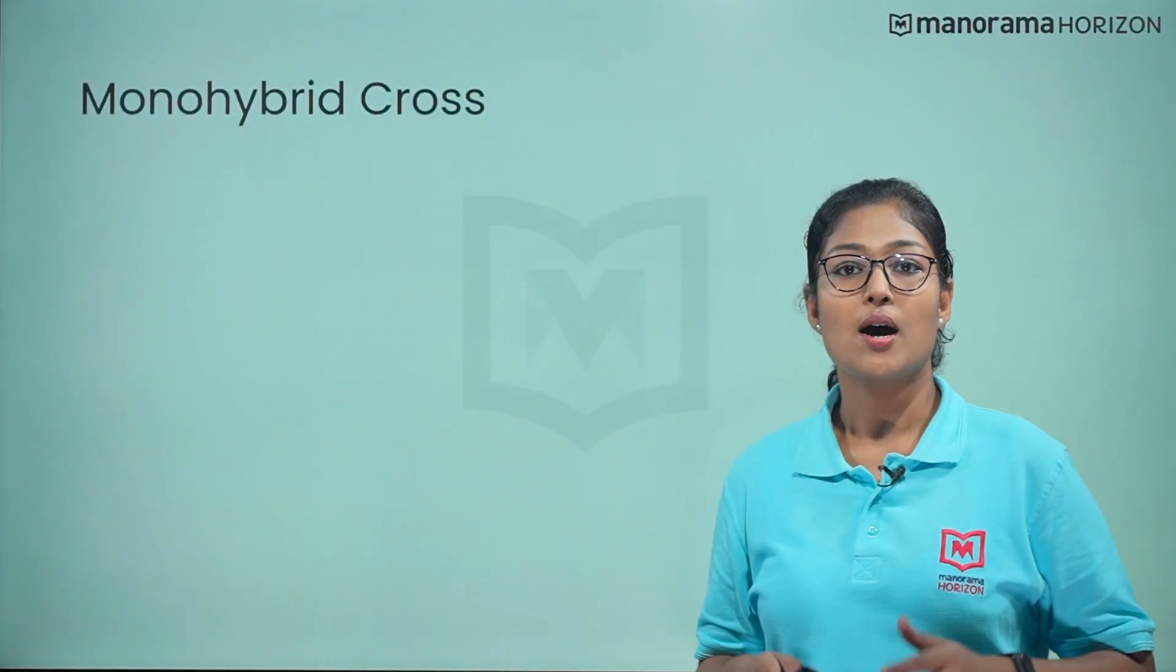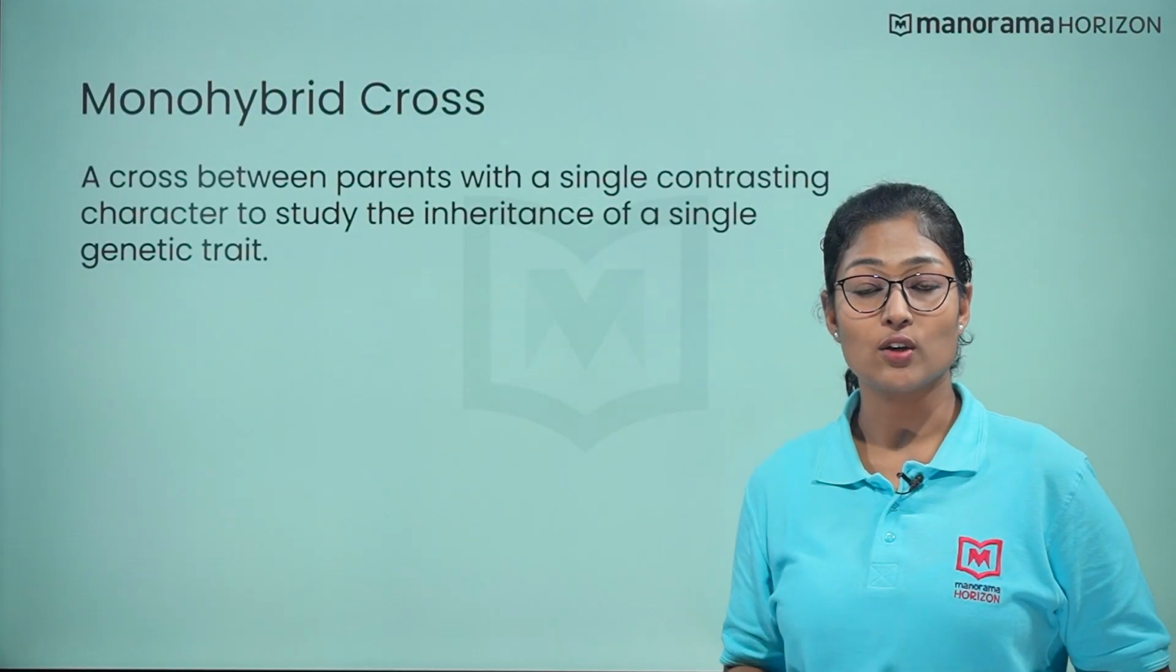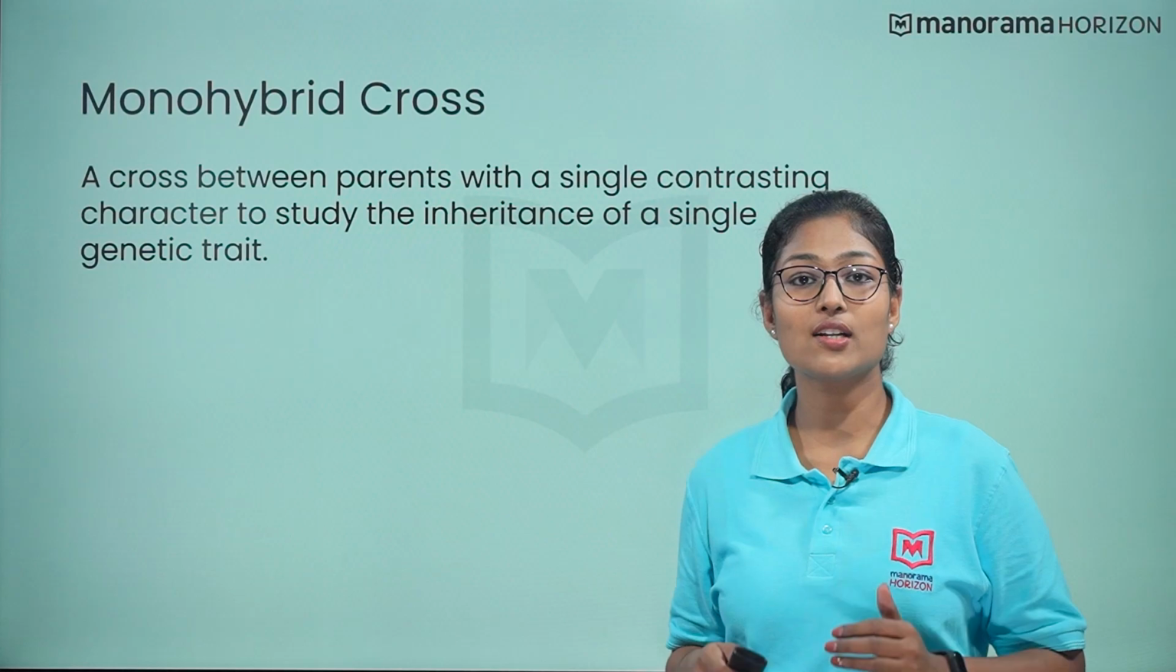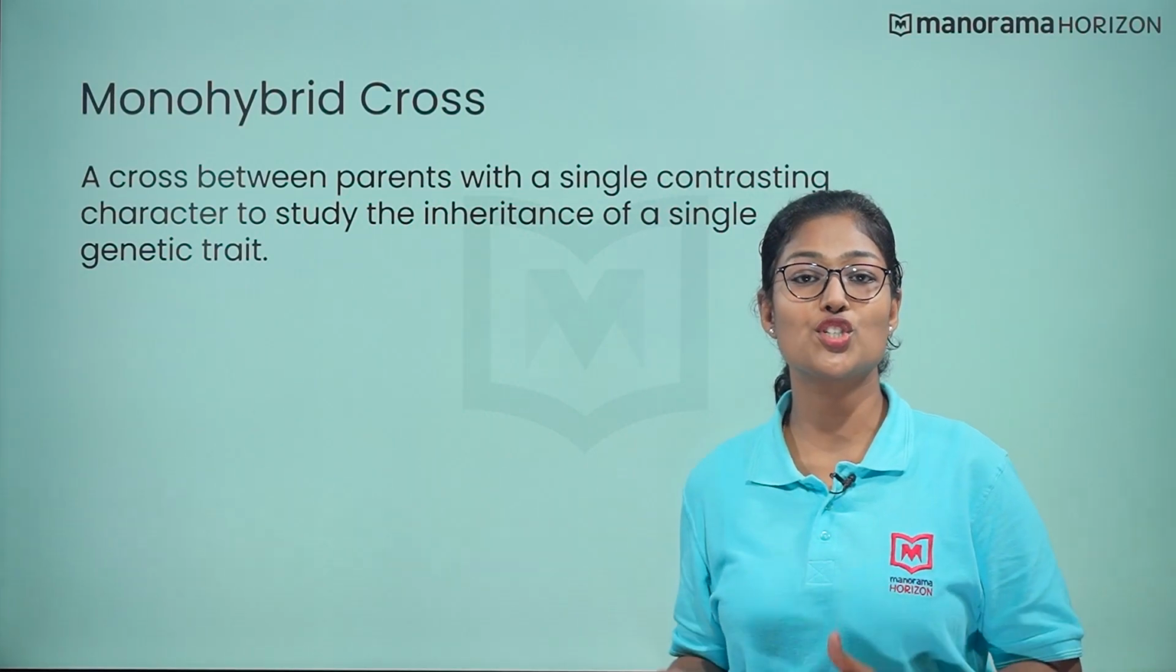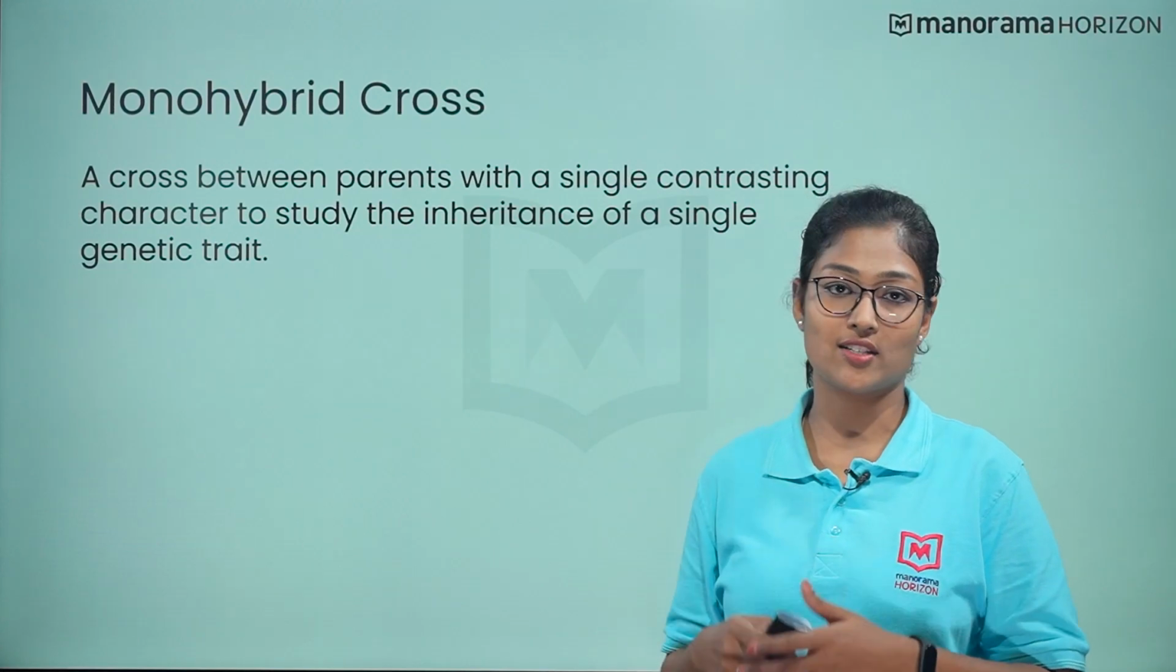Gregor Mendel conducted hybridization experiments on pea plants to observe the pattern of inheritance of genetic traits. And in this video, we will be discussing the monohybrid cross. It is one of the different types of hybridization experiments done by Mendel. A monohybrid cross includes parents with a single contrasting character, studying the inheritance of the gene governing the chosen character.